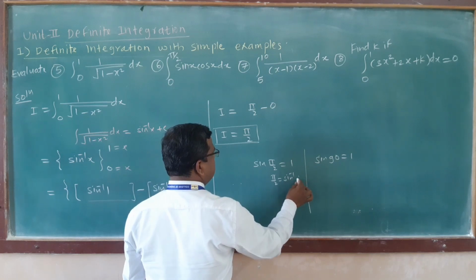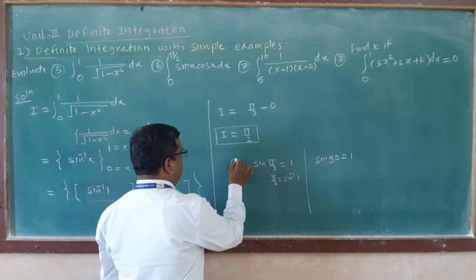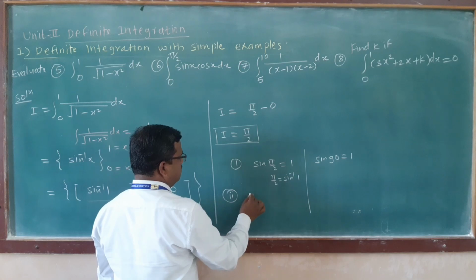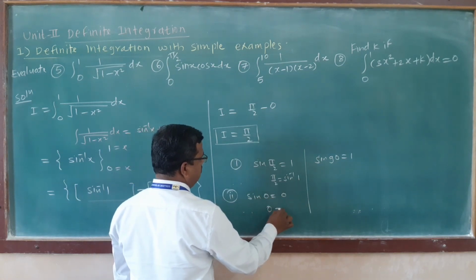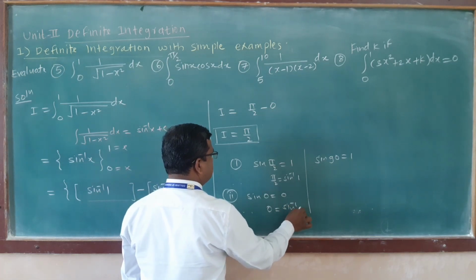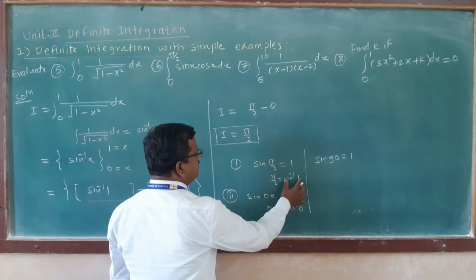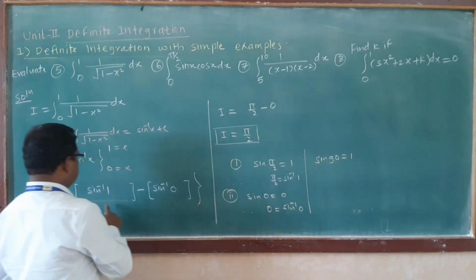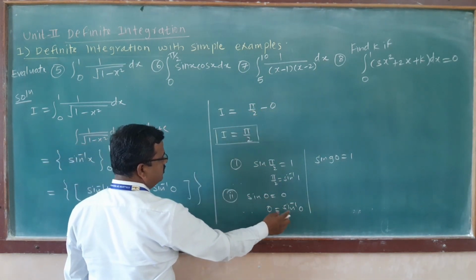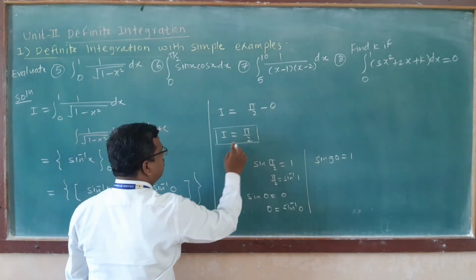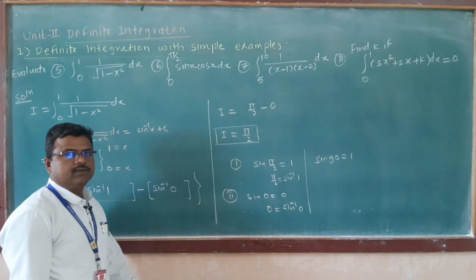pi by 2 we write as sine inverse of 1, and sine of 0 is equal to 0, therefore 0 we write as sine inverse of 0. So sine inverse 1 is pi by 2, minus sine inverse of 0 is 0. So at the end we get I is equal to pi by 2.